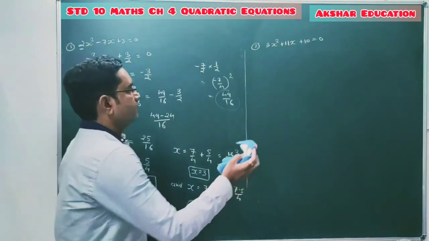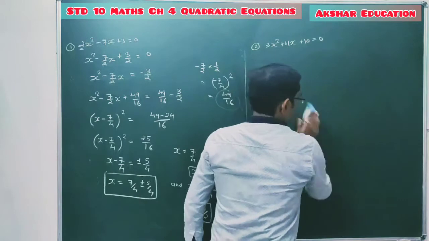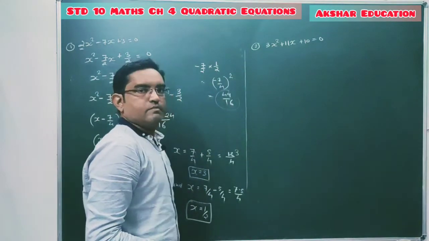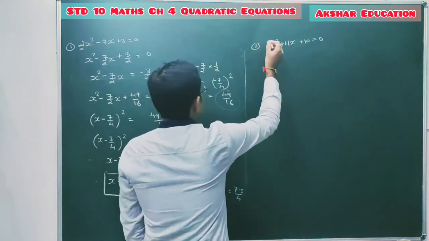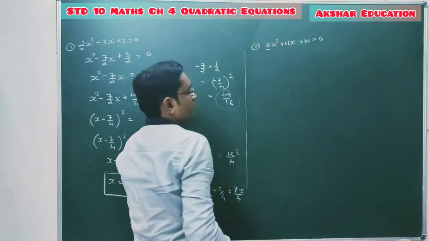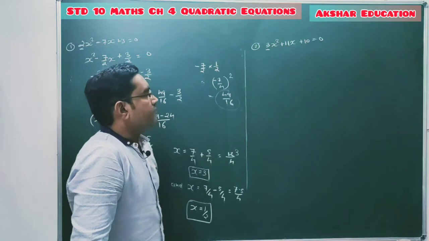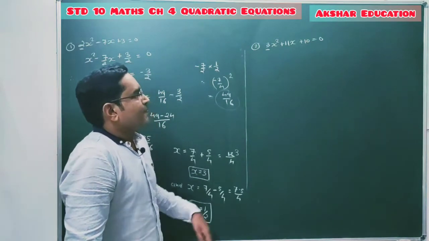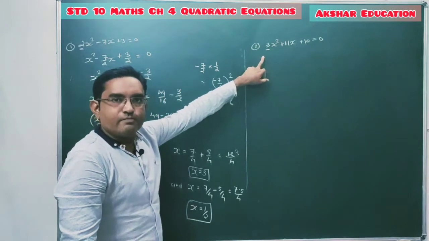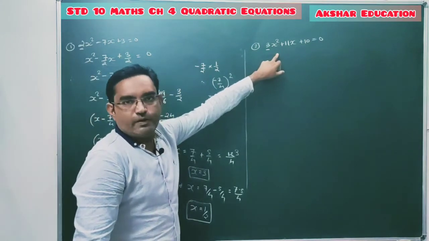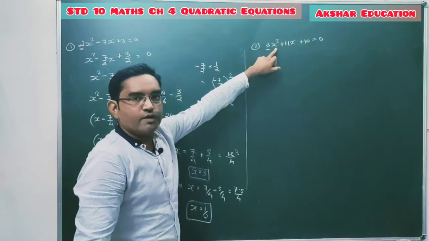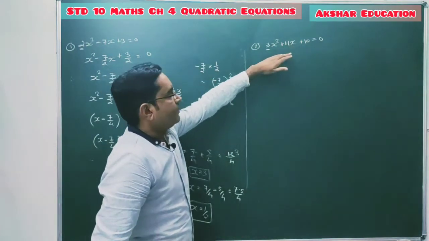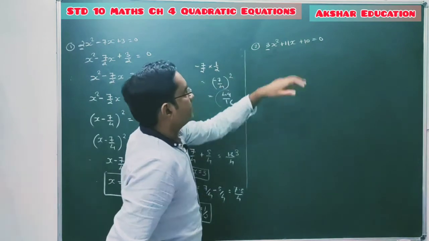Clear, students? Now one more example. These are additional practice sums based on this completing square method. So here the given quadratic equation is 3x square plus 11x plus 10 equal to 0. Now what is your first step? You have to remove the coefficient of x square. Here the coefficient of x square is 3. That means you have to divide both sides of this equation by 3, so you divide all three terms by 3.